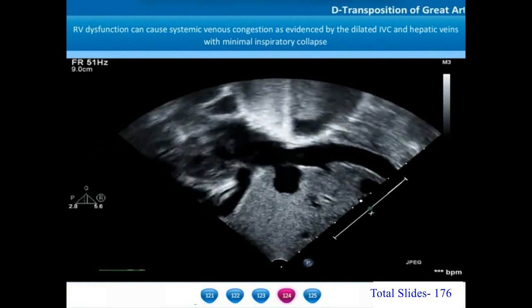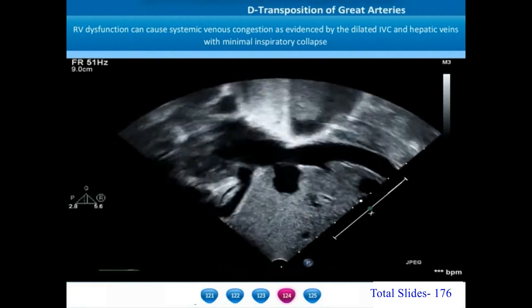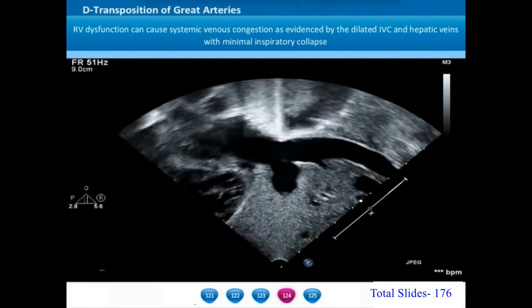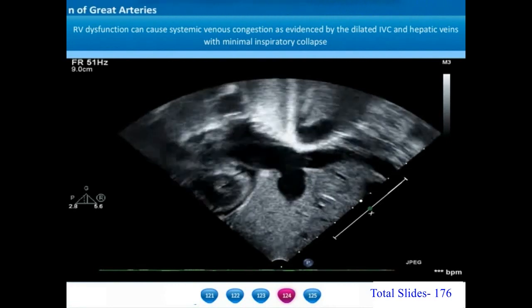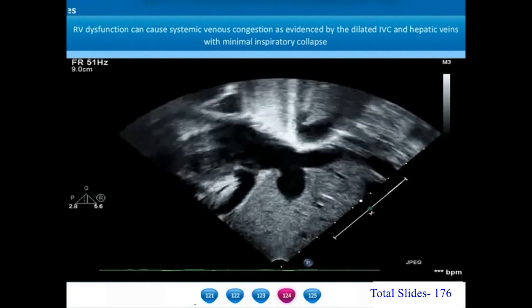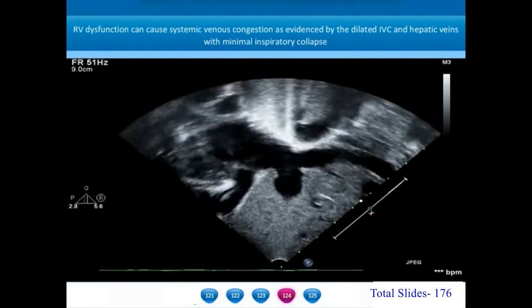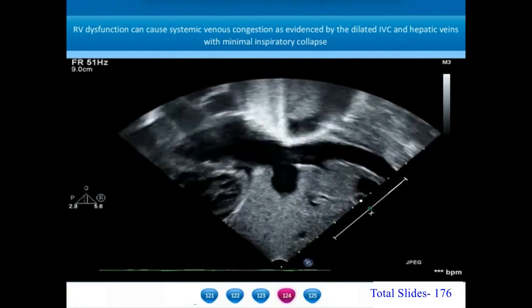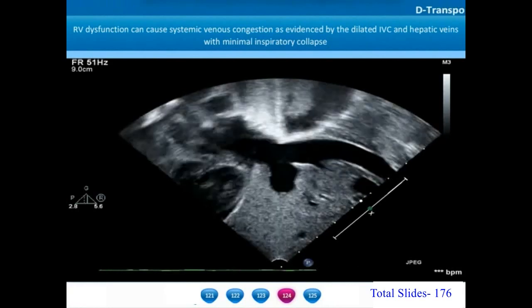When there is a right ventricular systolic dysfunction, this will result in elevation of the right atrial pressure, and that will manifest as hepatic venous and inferior vena cava congestion. We can notice that there is very minimal inspiratory collapse of the inferior vena cava, which is a hallmark of elevated right atrial pressures.